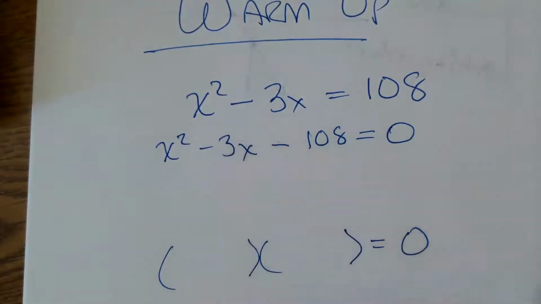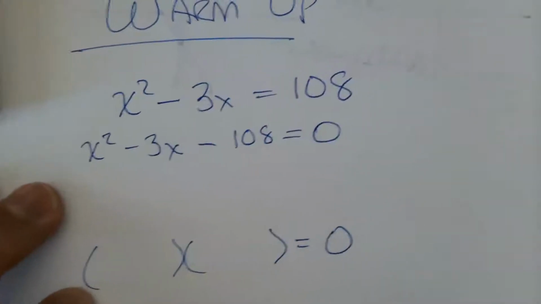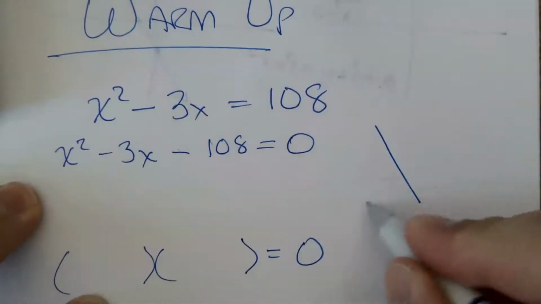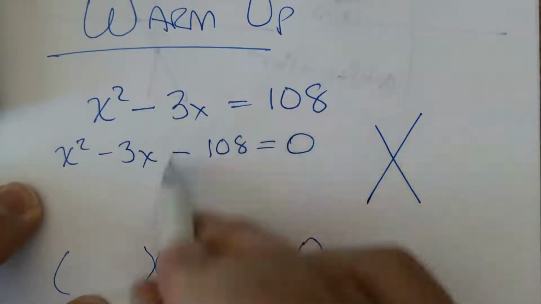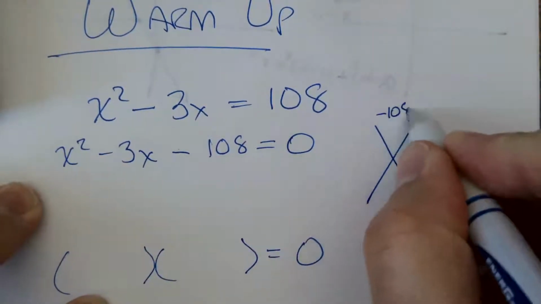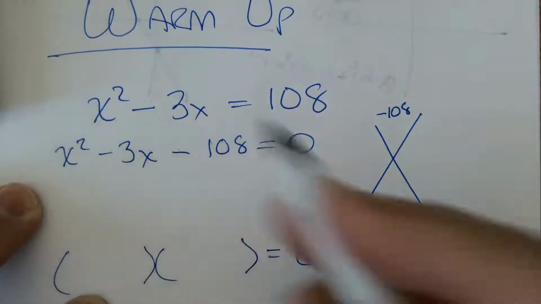This negative 3 could be a negative 4 and a positive 1. Could be a negative 5 and a positive 2. Could be a negative 6 and a positive 3. Could be a negative 103 and a positive 100. So we have to figure out what that is. We have a tool for that. We call it the diamond, which is where we take this constant in the end, negative 108, and this works anytime we have a lead coefficient of 1.